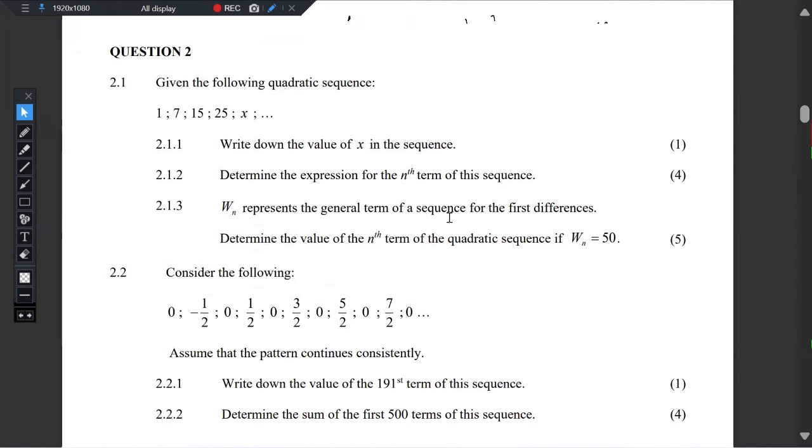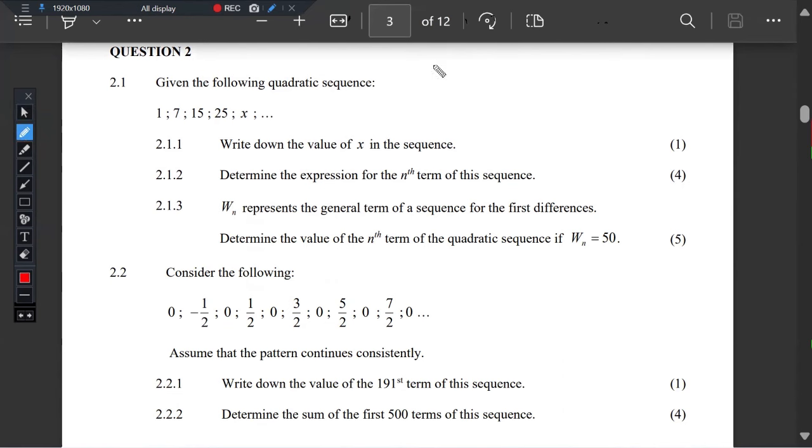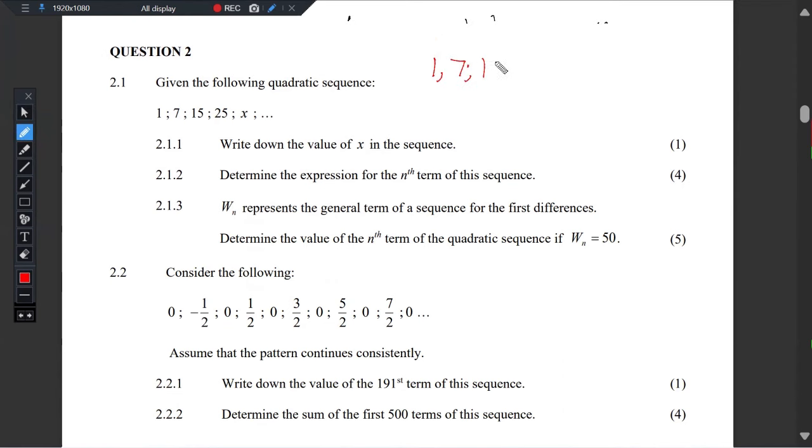Then, okay, question 12 says, given the following quadratic sequence, write down the value of x in the sequence, right? So we want to write the value of x. So how are we going to write that? We already know this is 1, 7, 15, 25, and then this is x. We know how our quadratic operates. This is only 1 mark, but then, yeah, it's a lot of work.